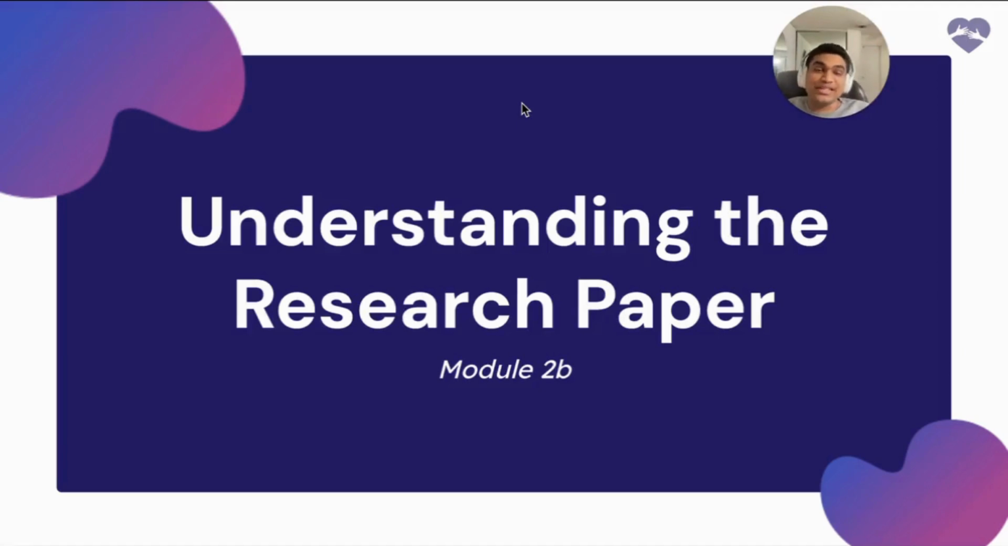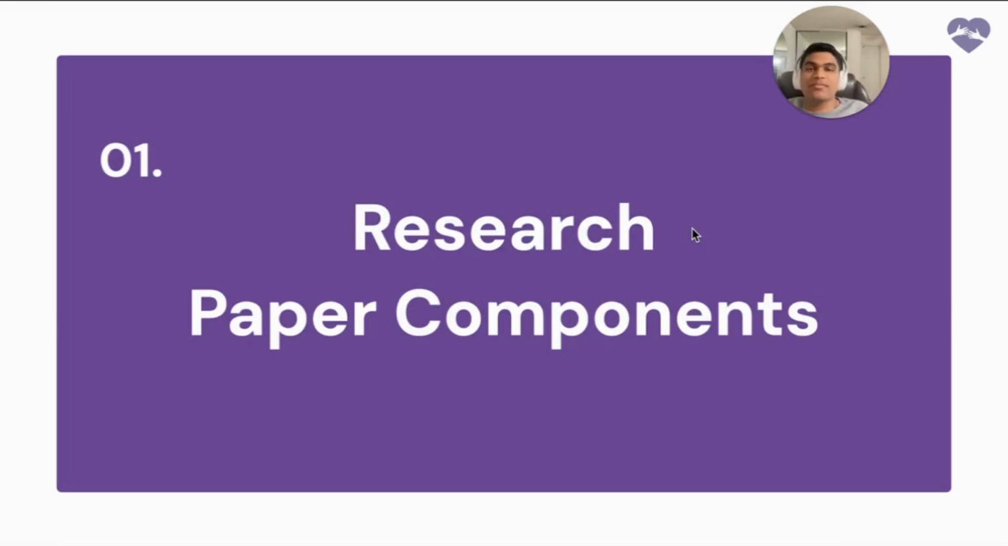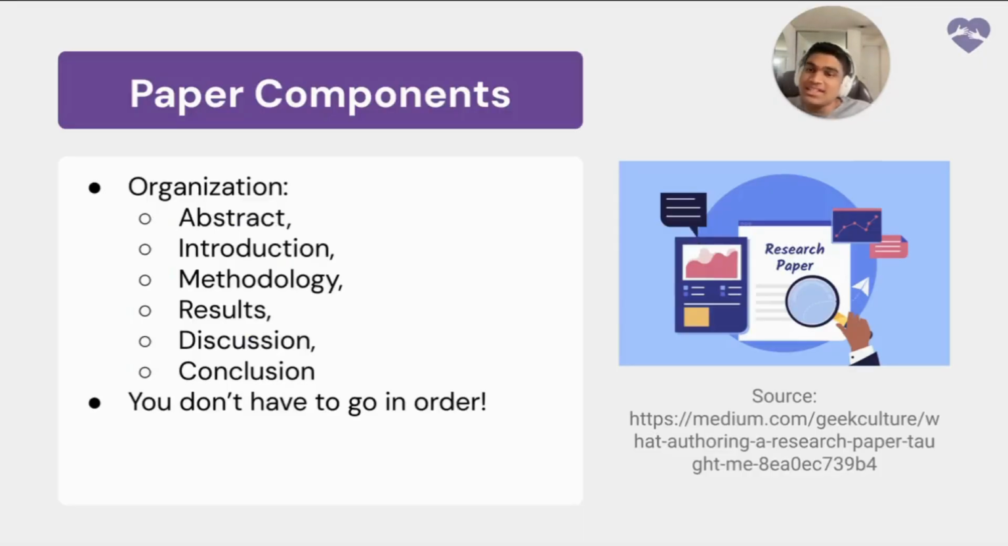Welcome to Module 2B, where we will be working on understanding research papers. To begin, we'll be starting by decomposing the components of a research paper. At essentially every paper's core, there are specific components that they all hit.